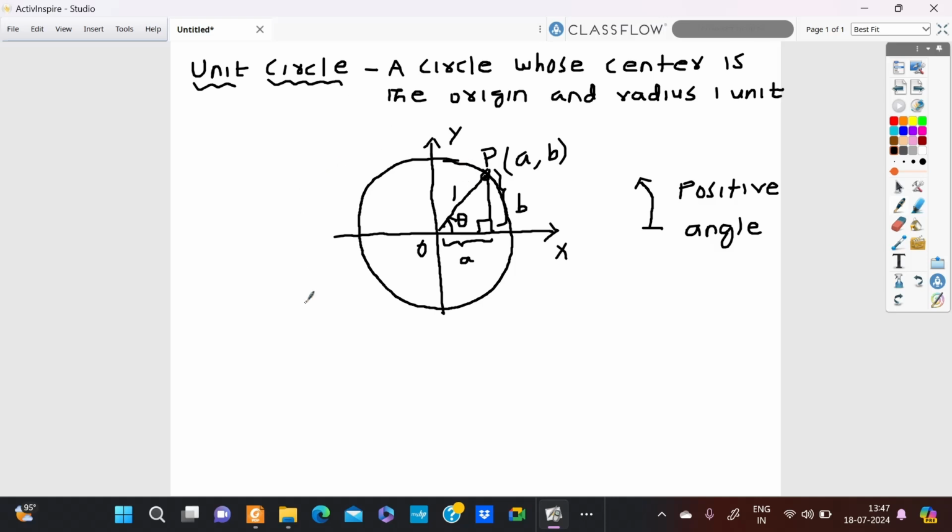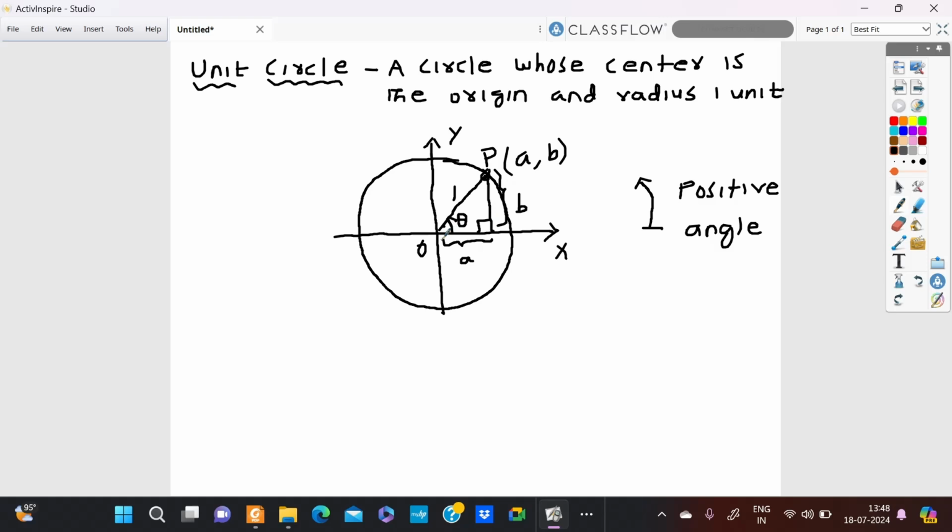I drew a unit circle and I chose a point P on the circumference of the circle and named it (A, B). And if you see, I made a right angle triangle, connected O to P, which gives us the hypotenuse. And I dropped down a perpendicular line to the x-axis because we always look for a right angle triangle.